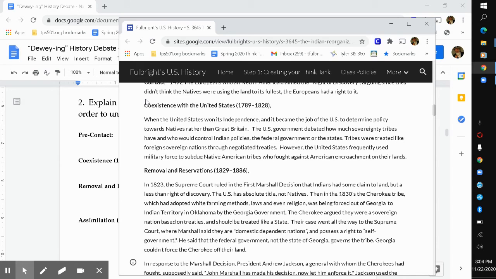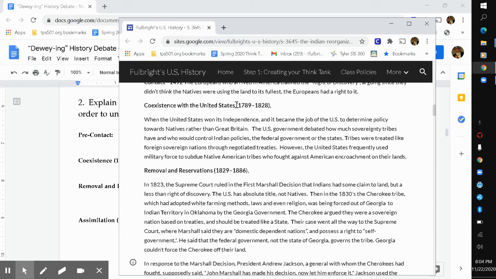Our next phase of coexistence with the United States from 1789 to 1828. When the United States won its independence, it became the job of the U.S. to determine policy towards natives rather than Great Britain. The U.S. government debated how much sovereignty tribes have and who would control Indian policies, the federal government or the states. Tribes were treated like foreign sovereign nations through negotiated treaties. However, the United States frequently used military force to subdue Native American tribes who fought against American encroachment on their lands.